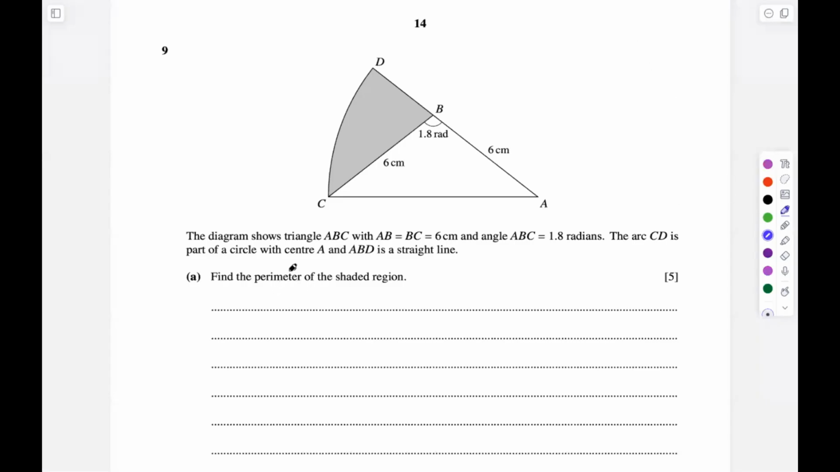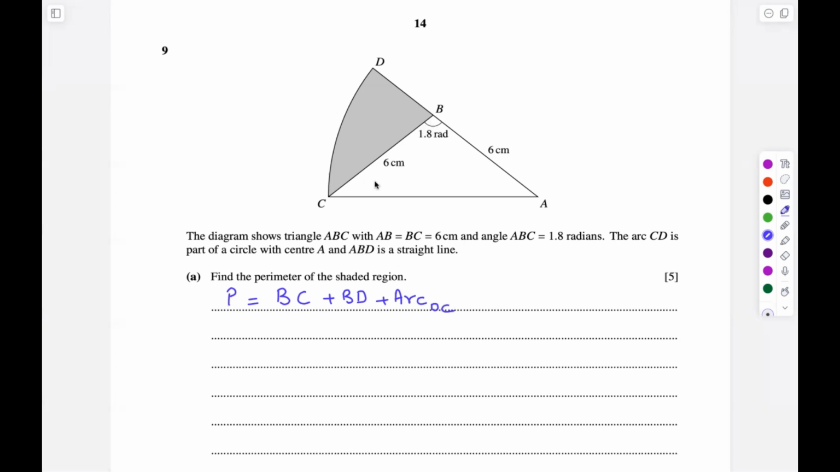In question 9, the diagram shows triangle ABC with AB equals BC, which equals 6, and angle ABC is equal to 1.8 radians. The arc CD is a part of a circle with center A, and ABD is a straight line. In part A, we have to find the perimeter of the shaded region. So the perimeter consists of the straight line BC, the straight line BD, and the arc DC.